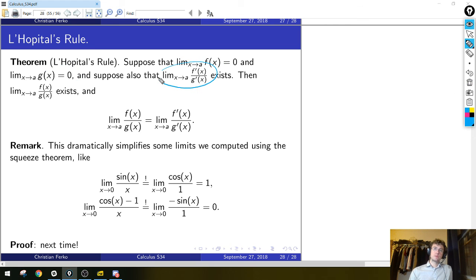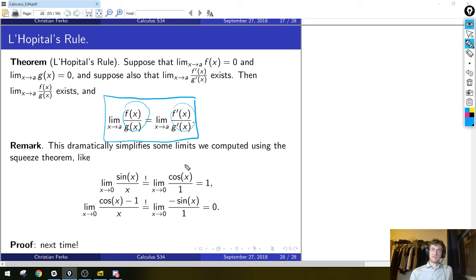Suppose that the limit of the quotient of their derivatives exists. You have to assume this limit exists explicitly. But if you assume that limit of the quotient of their derivatives exists, then it's also true that the limit of the quotient of the functions, not their derivatives, the functions themselves, also exists. And more surprisingly, those two things are equal. The limit of the quotient of the functions is the same as the limit of the quotient of the derivatives.